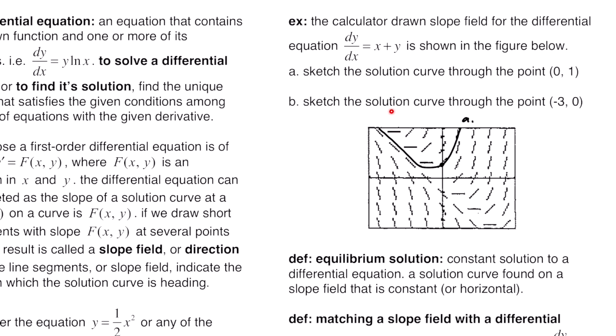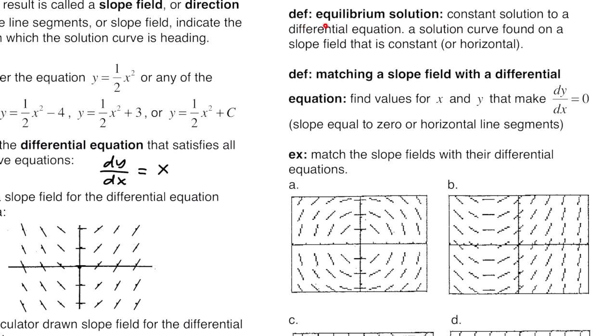Part B, sketch the solution curve through the point (-3, 0). So first you plot the point, and I have it right here, (-3, 0). To the right, we're going to curve down. To the left, we're going to flow up and then go along that asymptote. So there's our two solution curves through these initial conditions.